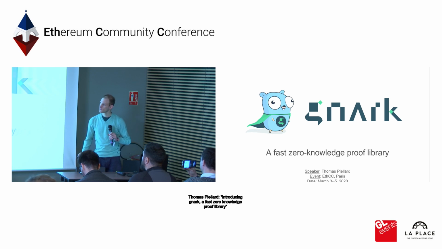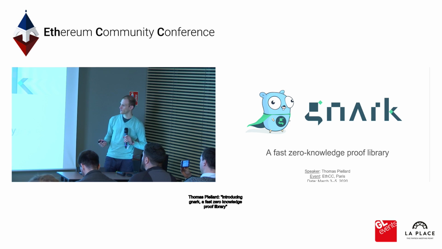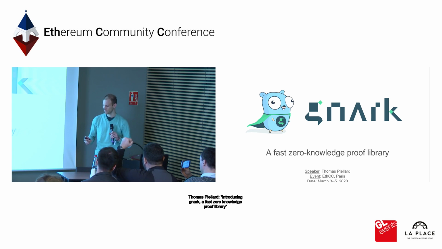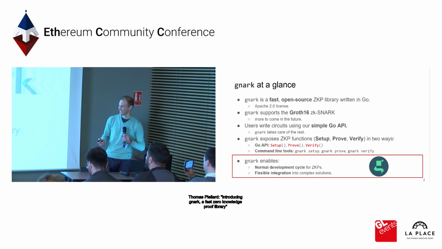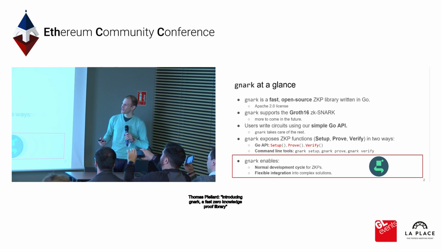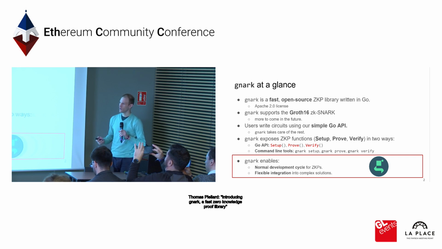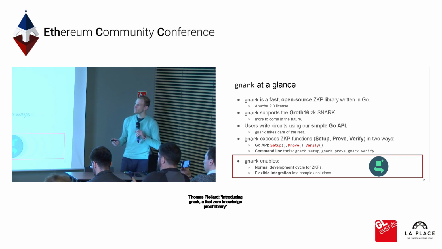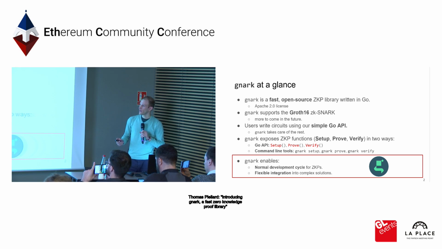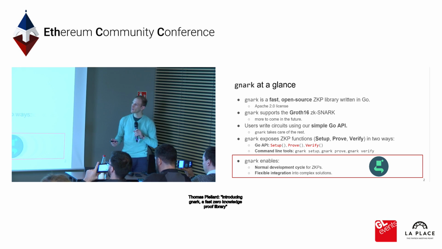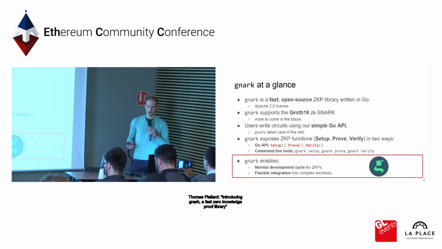I'm here to introduce gnark. It's a fast and efficient zero-knowledge proof library written in Go. First, an overview of gnark. So what is gnark at first glance? gnark is a fast, open source, zero-knowledge proof library written entirely in pure Go. It's licensed under Apache 2.